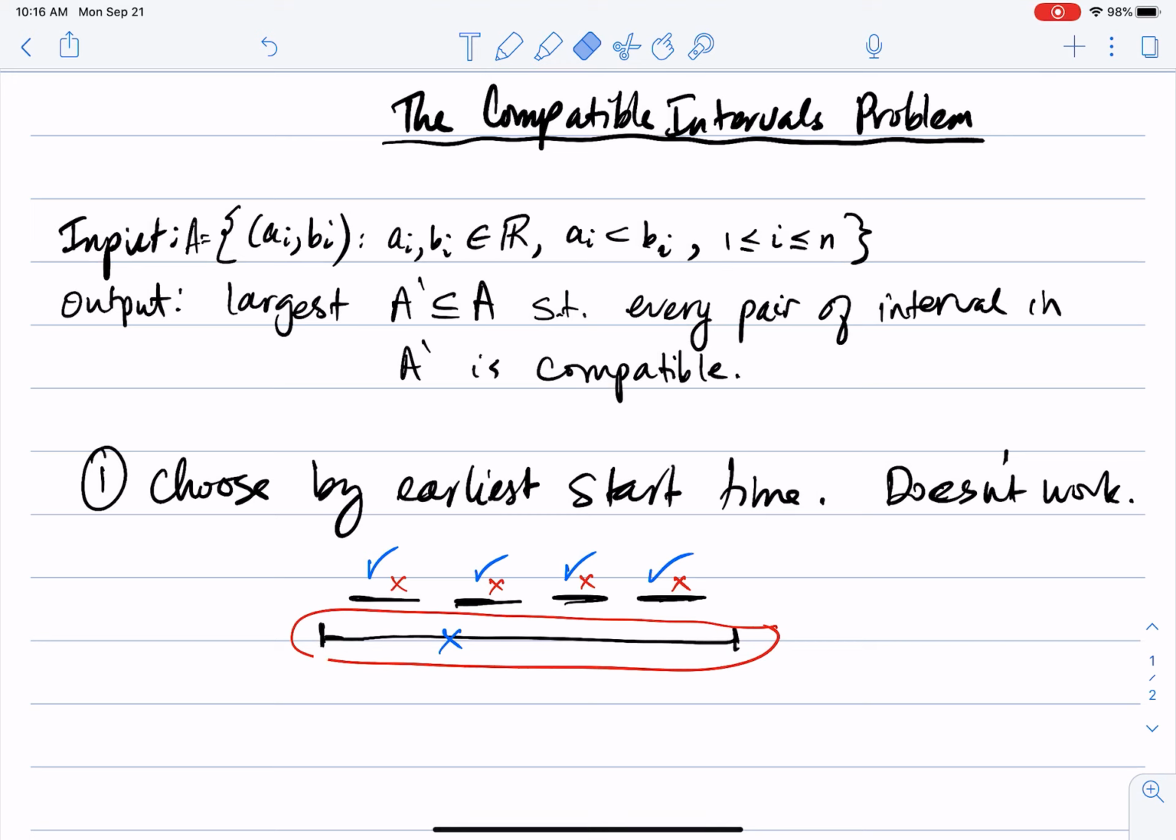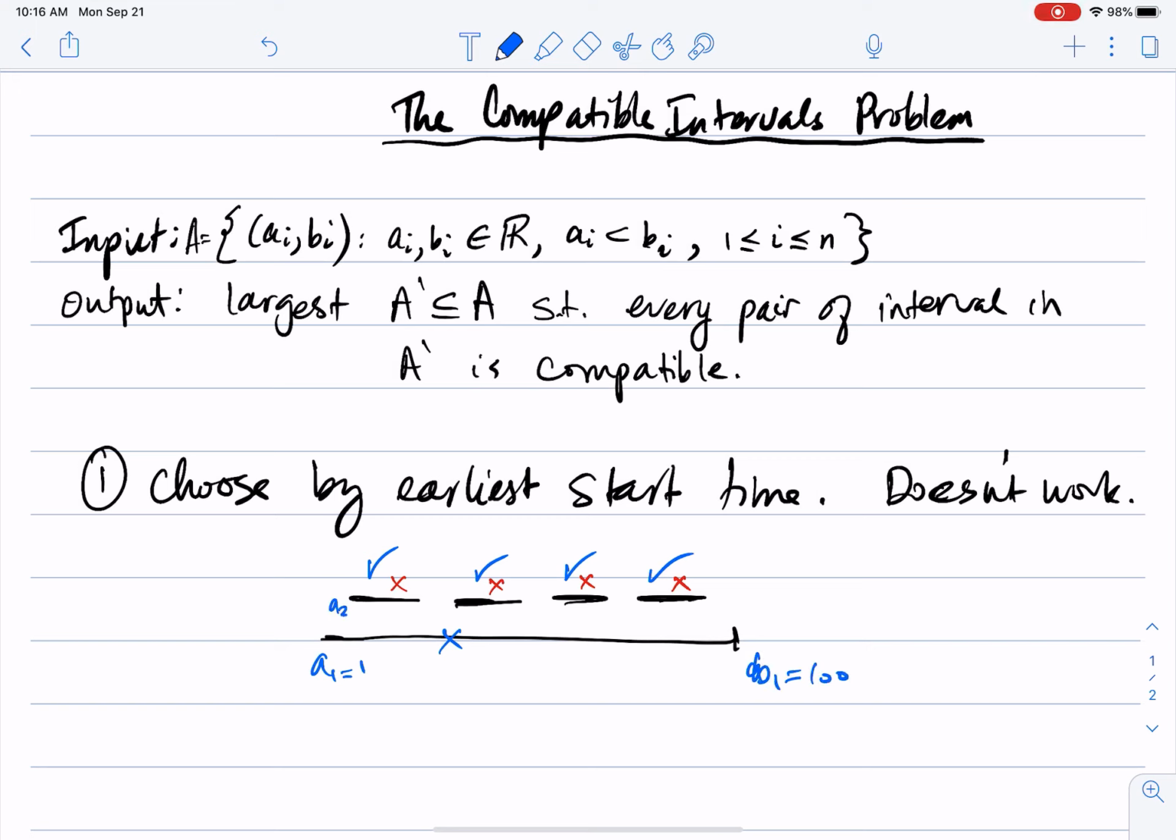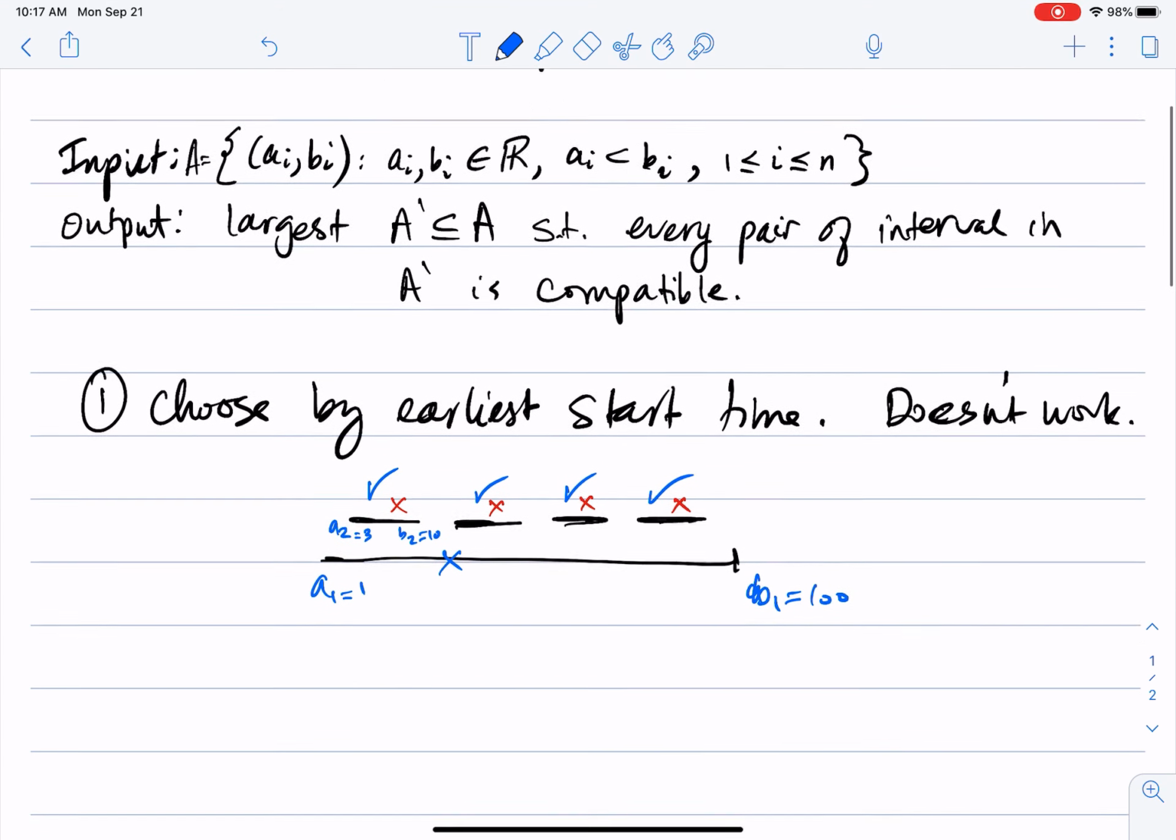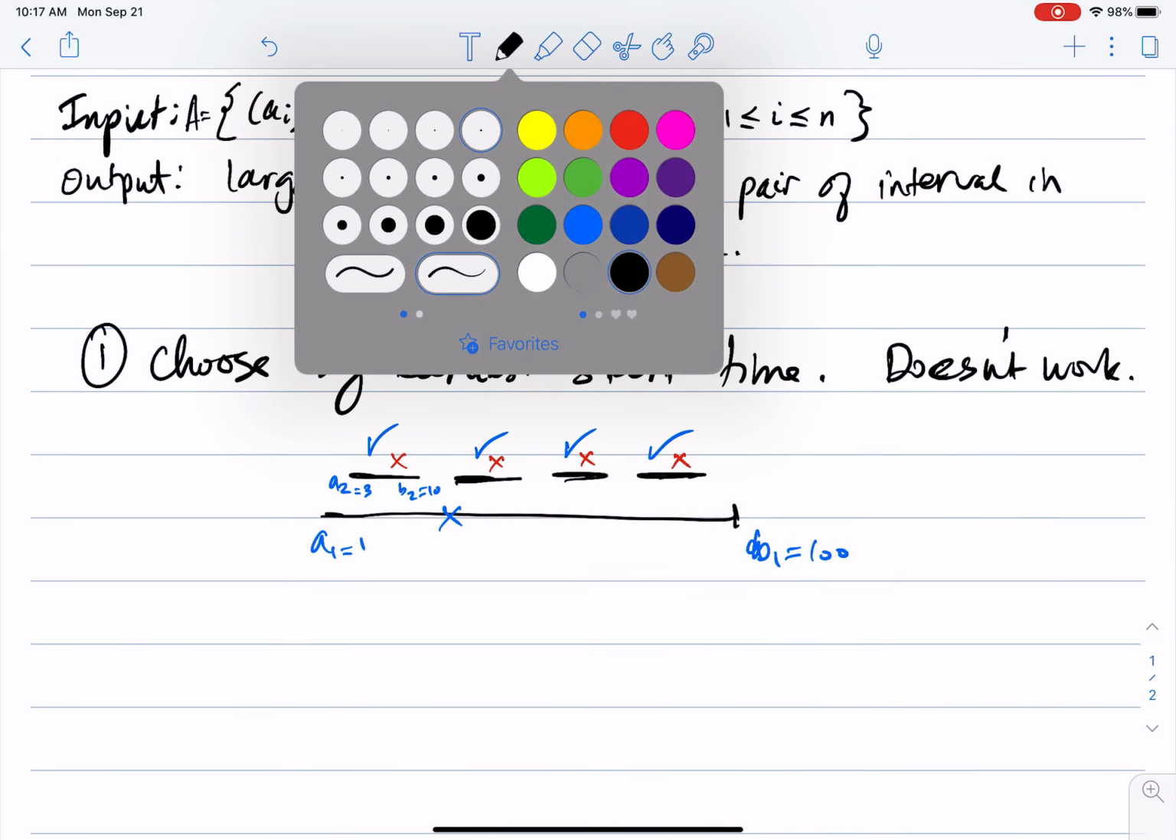For example, if you make a1 equal 1 and b1 equal 100, then you can make a2 equal 3, b2 equal 10, and so on. So you can turn this into actual values of these intervals. Choosing by the earliest start time is a greedy, polynomial time algorithm, but here's a counterexample that would have forced it to choose just 1 job, when an optimal solution would have chosen 4 jobs. So this one doesn't work, as we said.